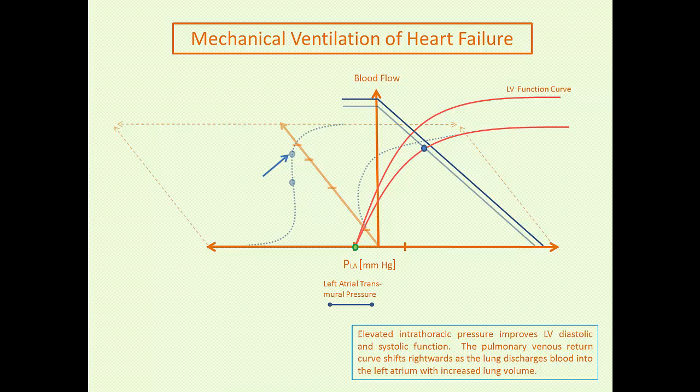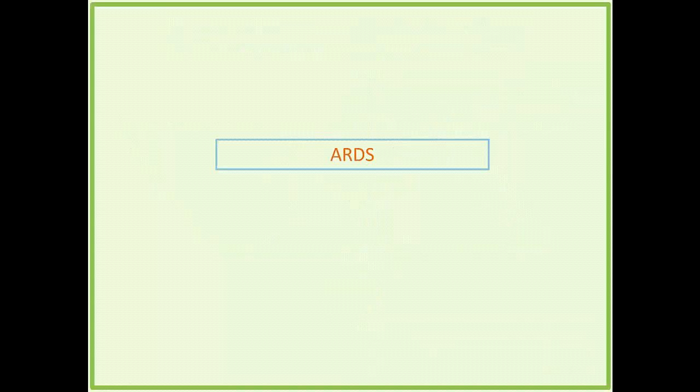But all in all, the application of PEEP resulted in a steady state improvement in left ventricular forward flow, and then you're going to have phasic changes in left ventricular output as a function of the increase in intrathoracic pressure with each additional positive pressure breath. So that was it for systolic heart failure. I hope you stay tuned for my thoughts on ARDS.